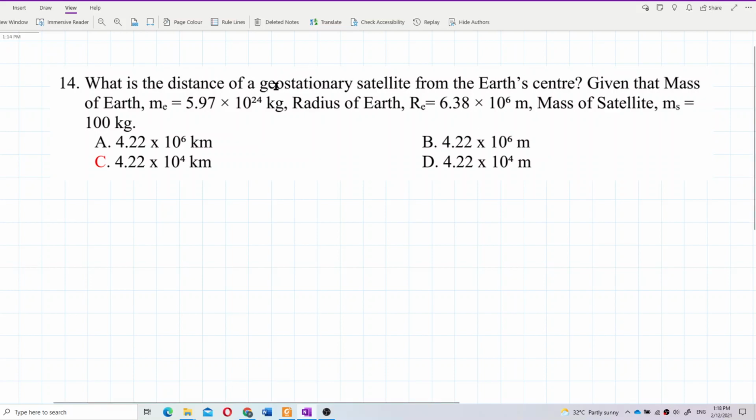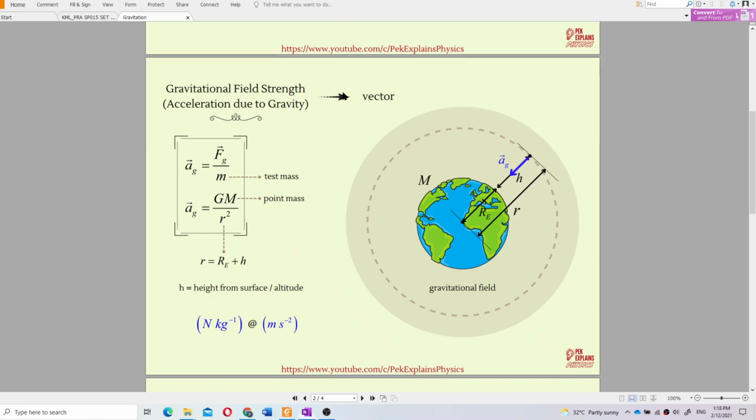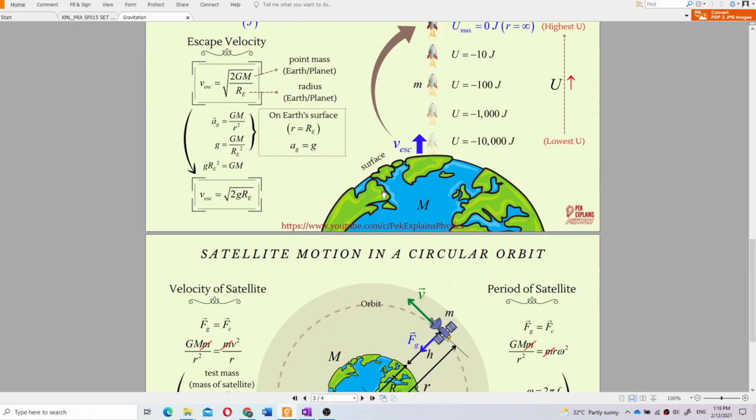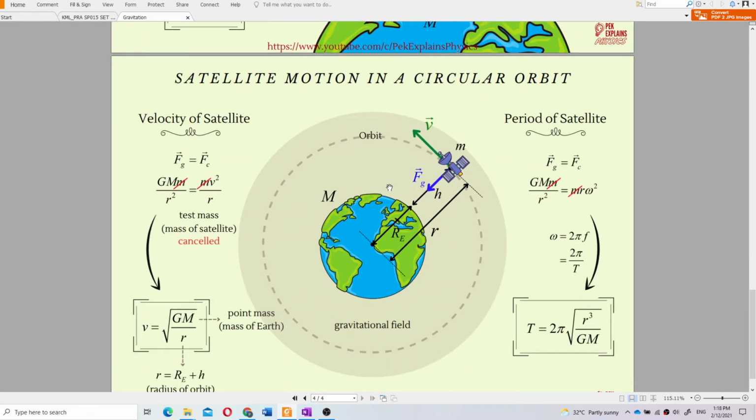Why suddenly he talk about geostationary satellite? So it must be related to the satellite. Okay. Look at the satellite. Then talking about satellite, we learn about period, isn't it? Do you know about the period of satellite revolve around the Earth in one revolution? How long it takes for the satellite to make one revolution? What is the period?